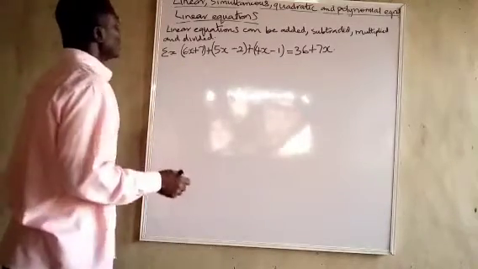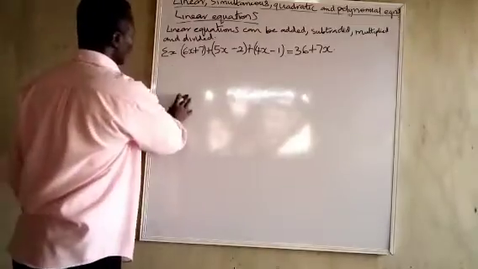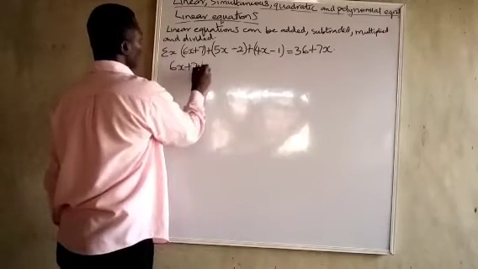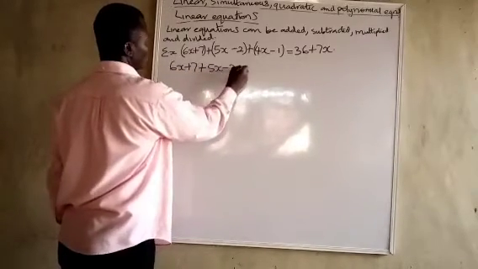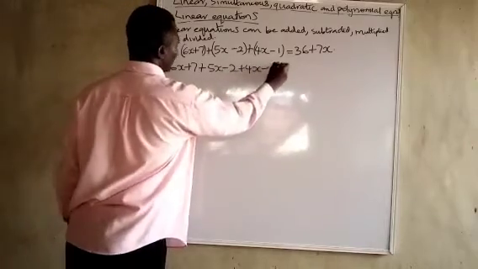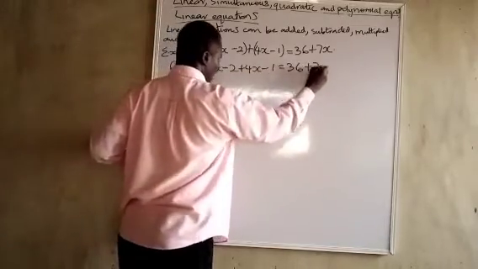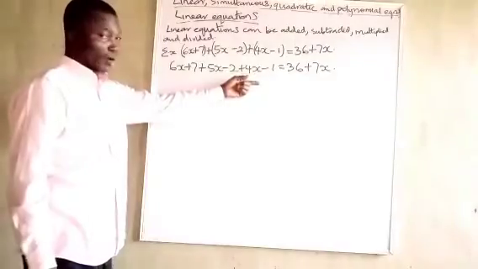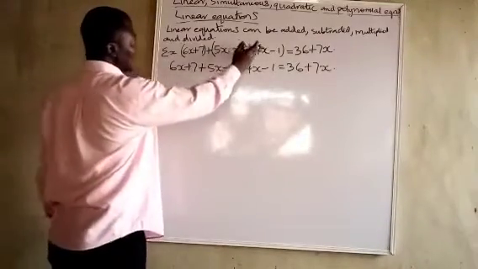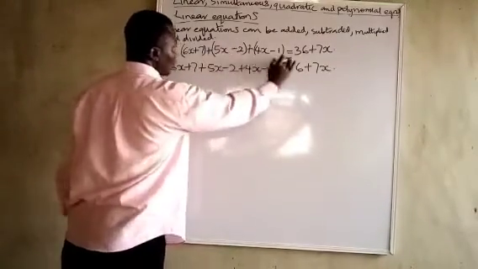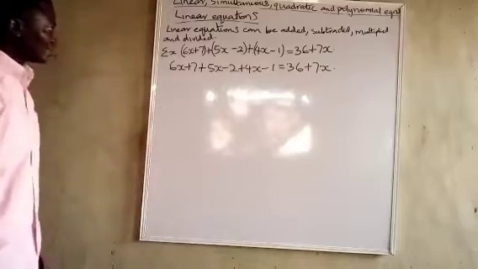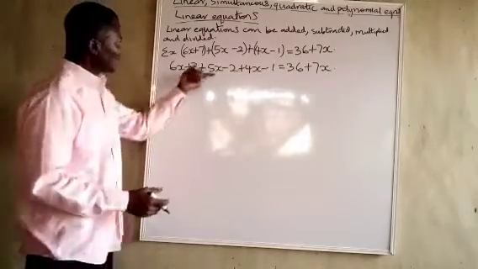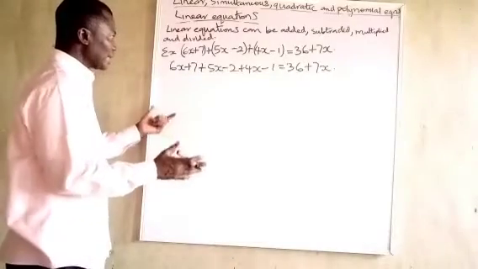Now, let's look at this. We can now have 6x plus 7 plus 5x minus 2 plus 4x minus 1 is equal to 36 plus 7x. You have to remove the bracket first before you can continue the operation. Because sometimes they might have some constant outside which we need to use to multiply everything in the brackets, in the other examples we see. Now I talk about like terms. Let's look at the like terms here. 6x, 5x, 4x, they contain x, so they are like terms. So let's gather them.